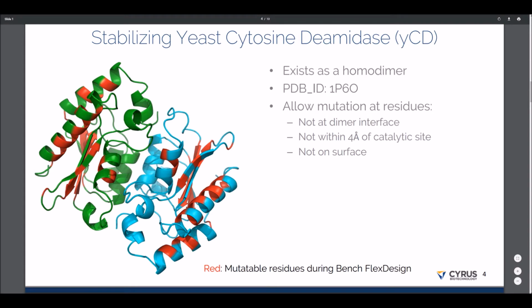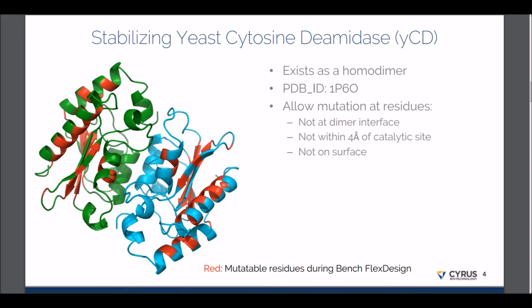For the work I'll be showing you, I'll be starting with the published PDB structure with the ID 1P60. This structure exists as a homodimer, and I'll be using that homodimer structure in the work I demonstrate in Bench. We're going to look for residues that can be mutated to improve the stability of the protein. So we're going to look at the positions that don't affect the ability of the protein to properly function or form the dimer, and also don't impinge on the catalytic site.